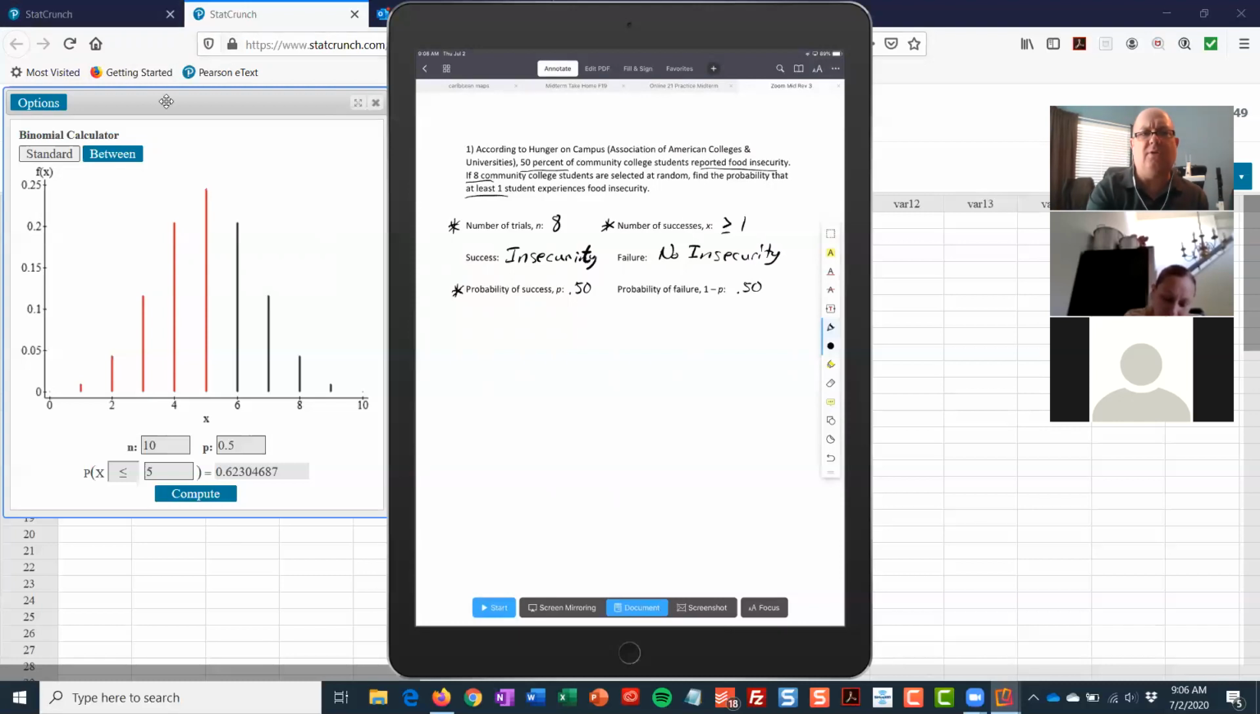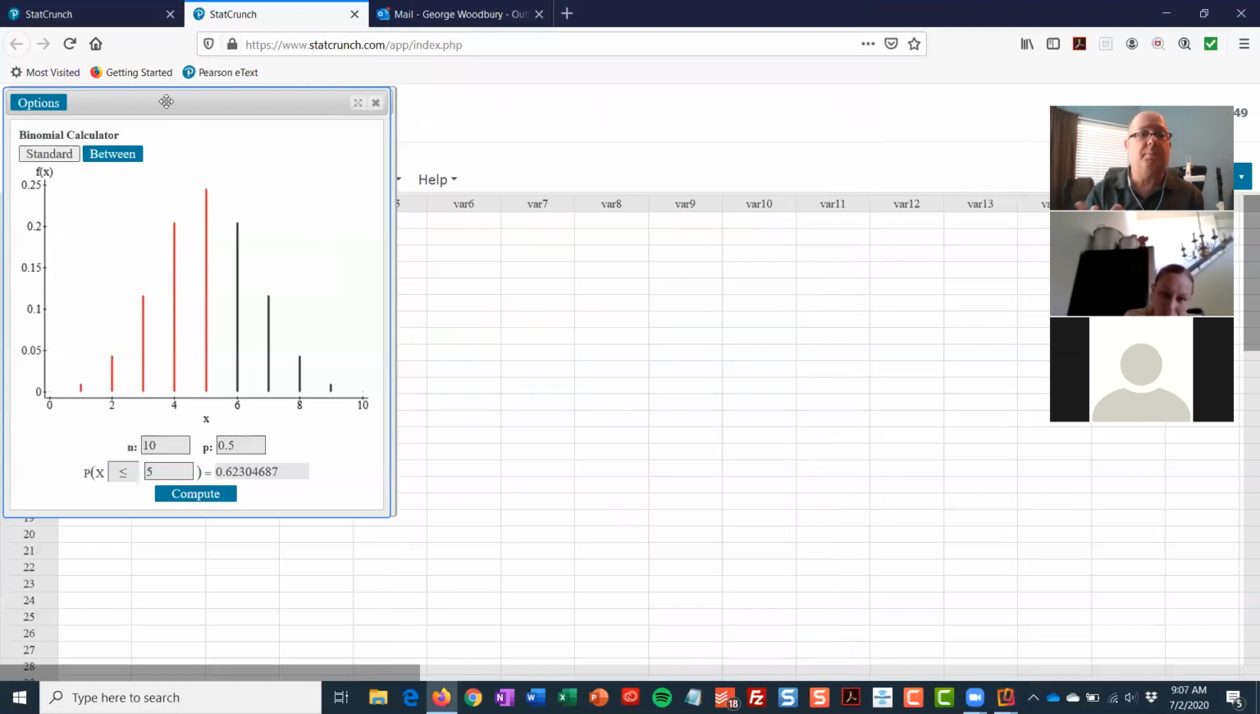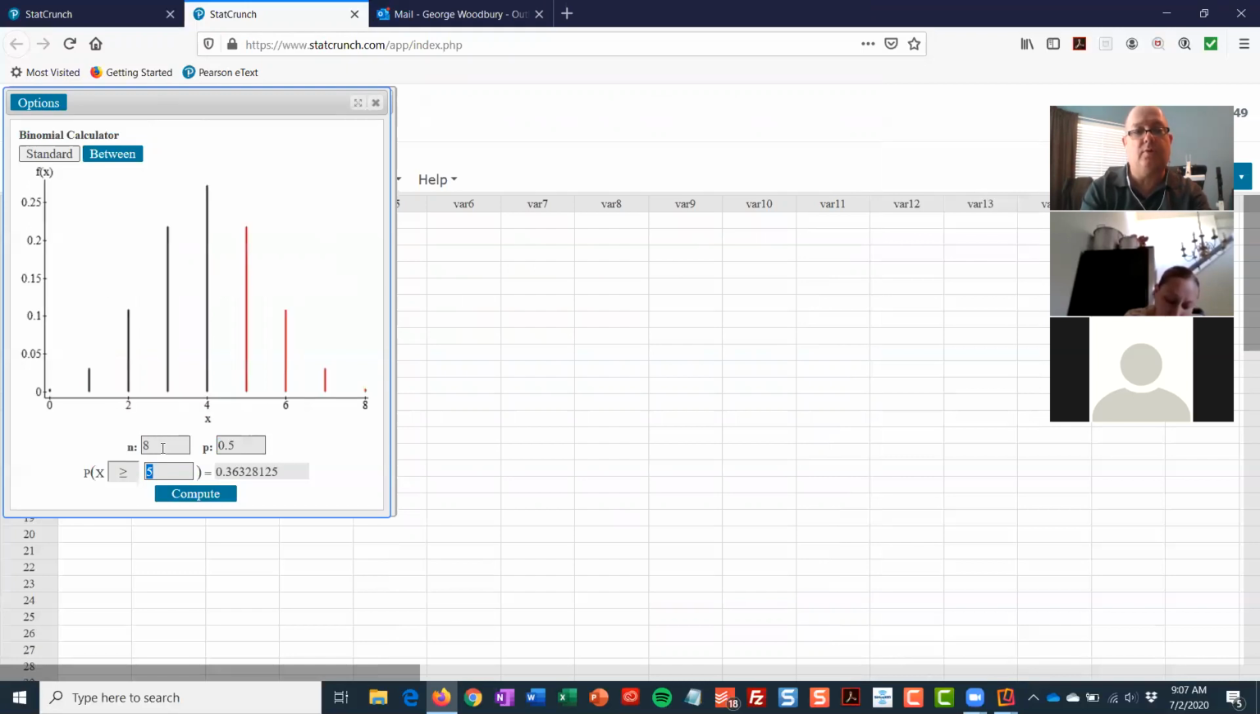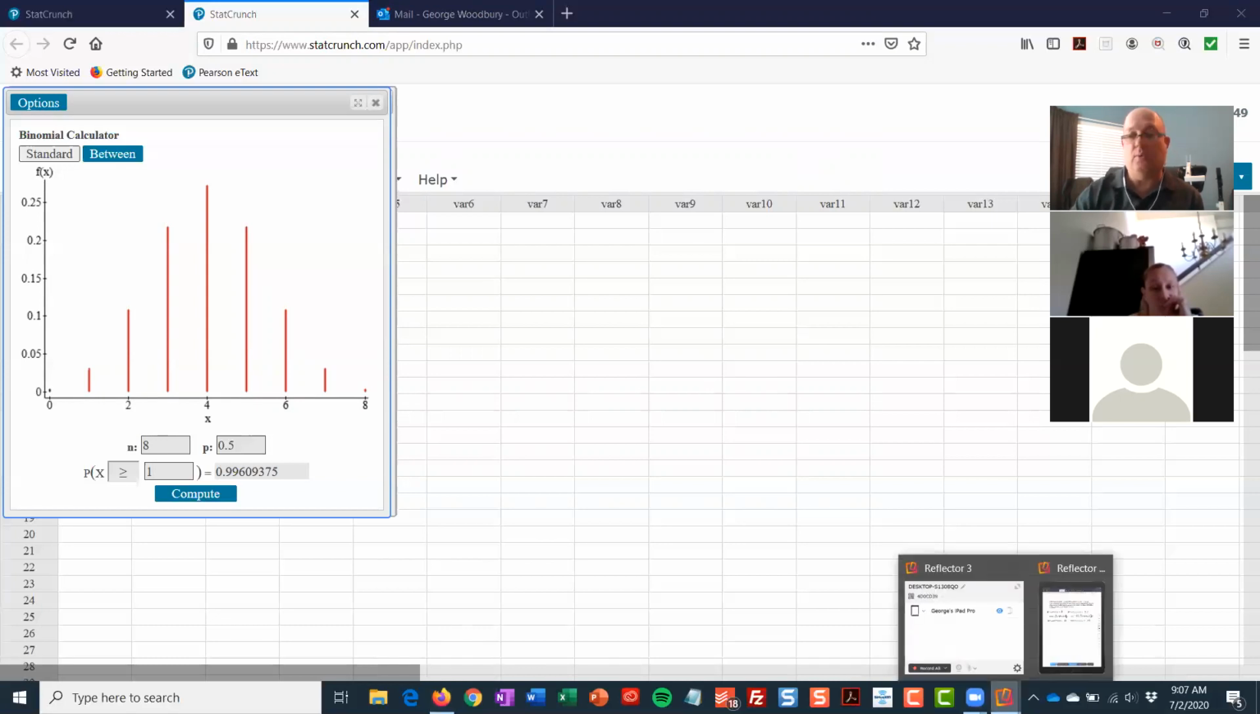I've already opened up the calculator. The binomial calculator is under Stat Calculators. The value of N is 8. P was 0.5, so that was okay. X, we were looking for greater than or equal to 1. And the values there in the bottom right corner, usually we round these to 4 places. In my lab, just be careful with what they ask you for. But here it's 0.9961.